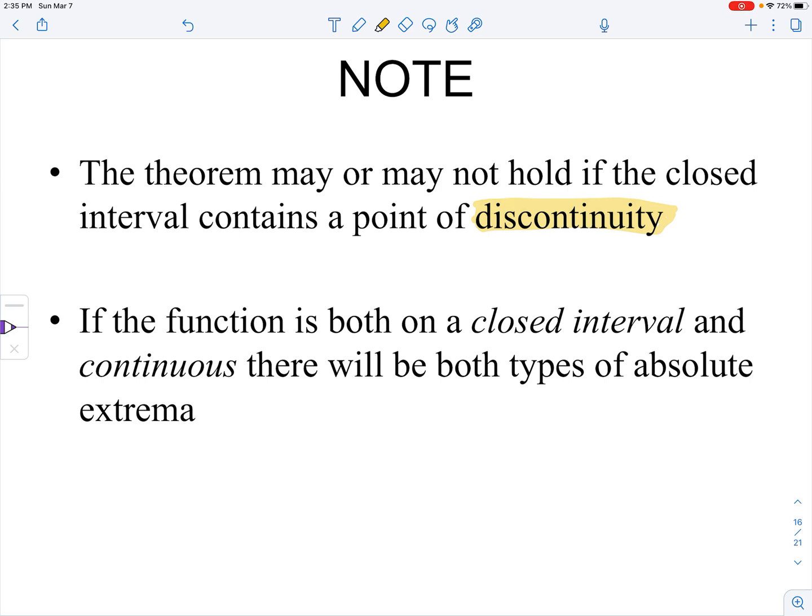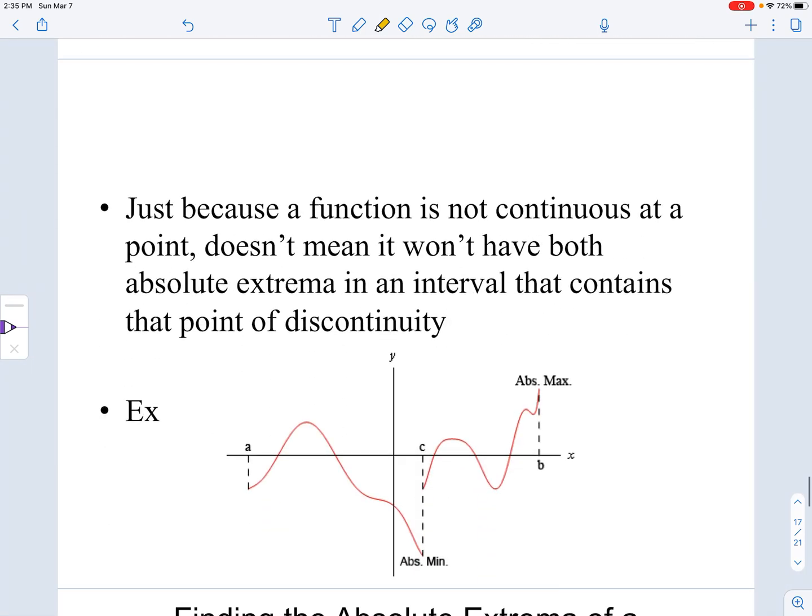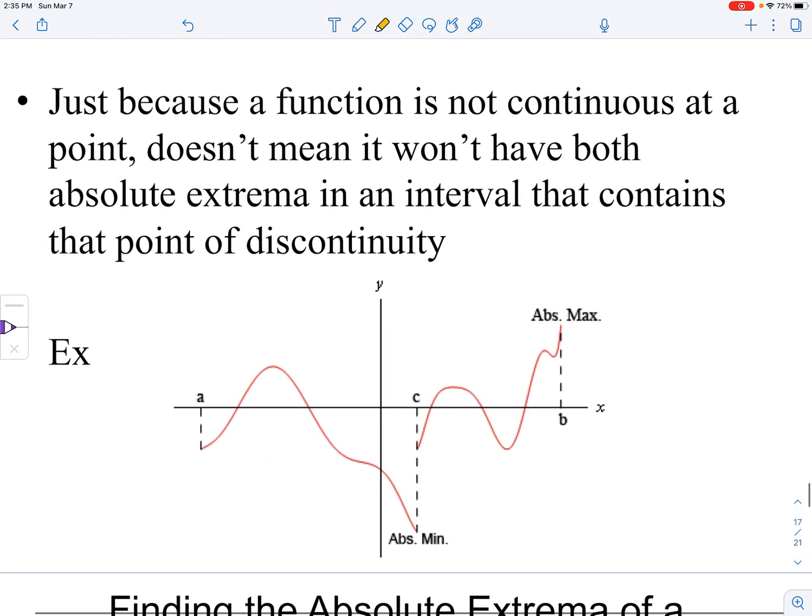So like 1 over x squared, from -1 to 1, there was a point of discontinuity, so the theorem did not hold. It could have, potentially, with a different function, but it is not guaranteed. If the function is both closed on a closed interval and continuous, there will be both types of absolute extrema. That's extreme value theorem, right? This is EVT.